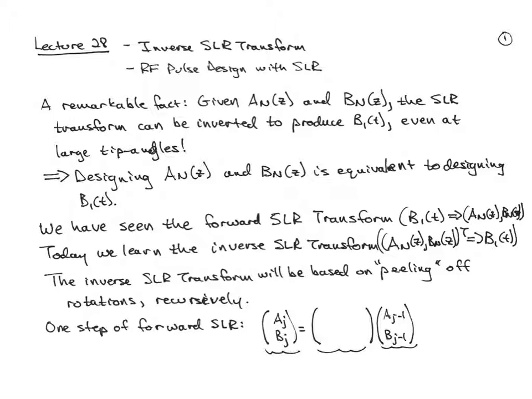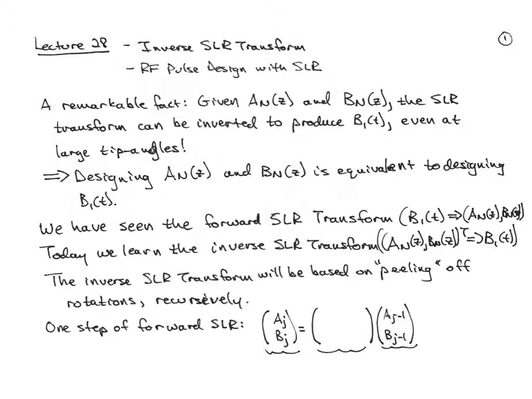So we've seen the forward SLR transform in the last lecture, where we go from an RF pulse to the two polynomials. Today we're going to learn the inverse SLR transform, that is, going from the polynomials back to the RF pulse. The inverse SLR transform is going to be based on peeling off the rotations recursively. We're going to have the aggregate rotation of the entire pulse, and we're going to peel off rotations starting at the end of the pulse, going back to the beginning of the pulse.